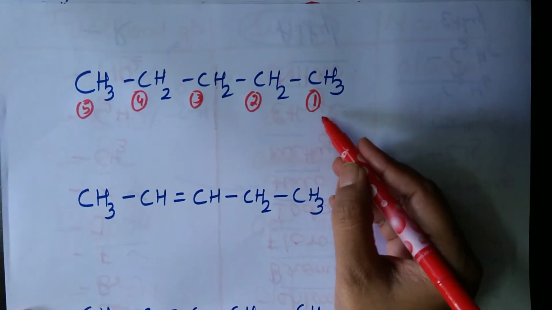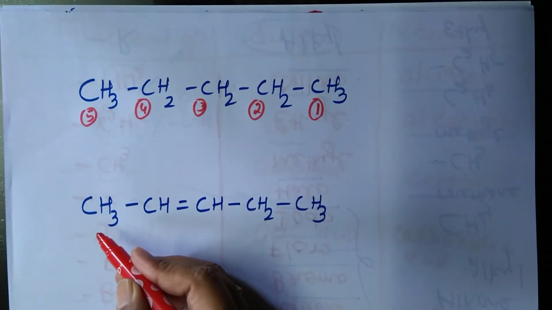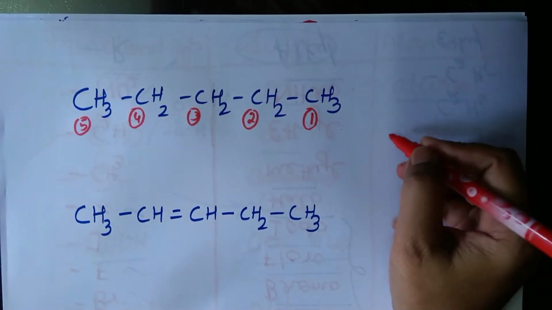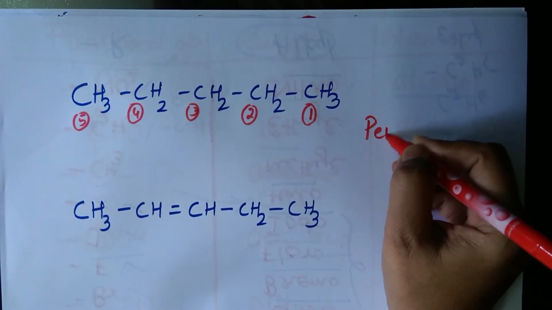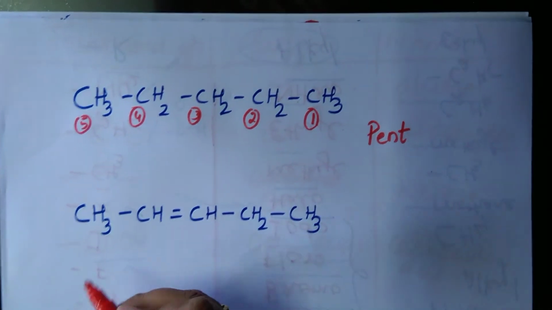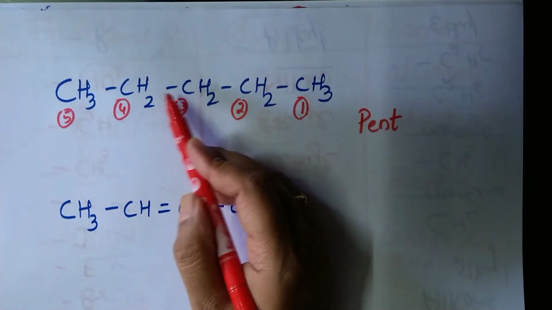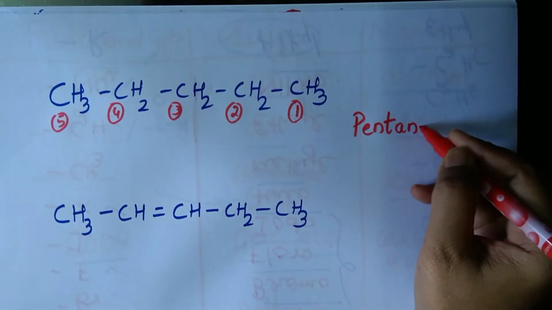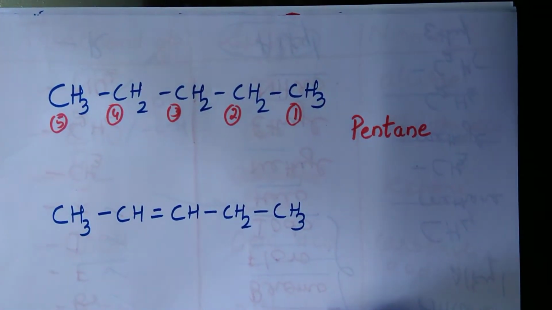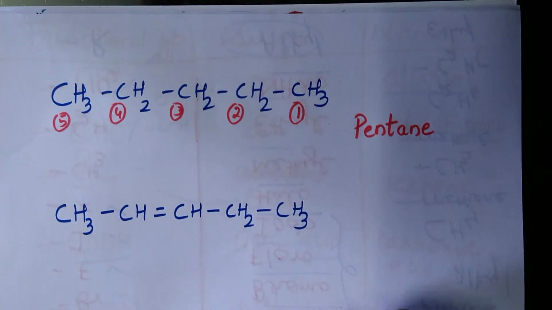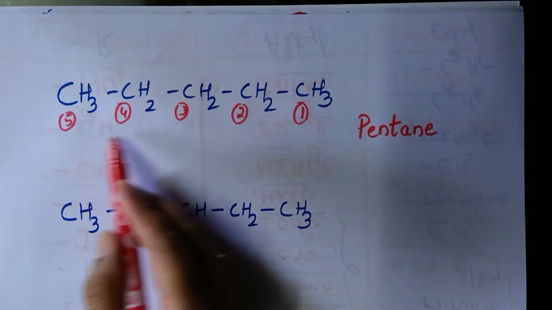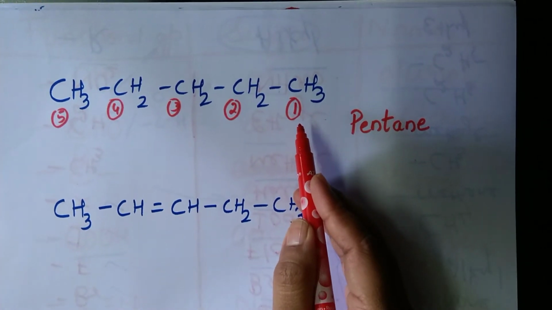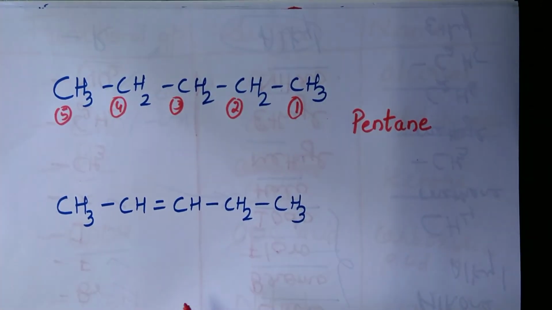How many carbon atoms are there in the given molecule? 5. So what is the root word for 5? Pent. Correct? And you have carbon-carbon single bond everywhere. Therefore, it is ANE, pentane. So what does the first rule say? Select the longest carbon chain. I am telling you only half of it. So we'll take up the second example here.